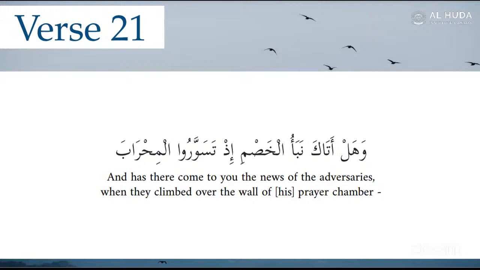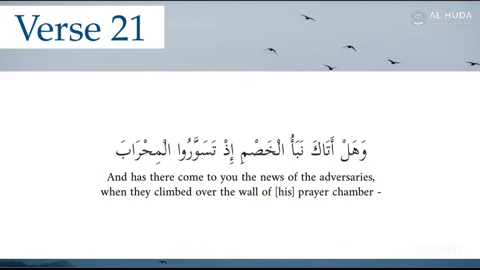Has there come to you the news of the adversaries? Naba'ul khasm. Khasm is one who disputes, from Saad, mim. And it's used in the singular and plural because it's a mufrad word. In the context, it is plural. So it's referring to two adversaries. The judgment of Dawood alayhi salam concerning them. So two over here wouldn't mean two individuals, but two groups, because tasawwaru is plural.